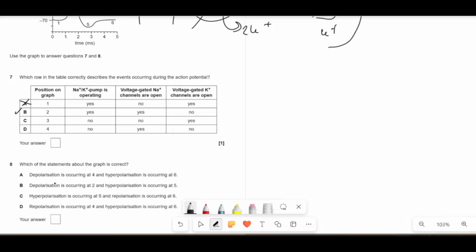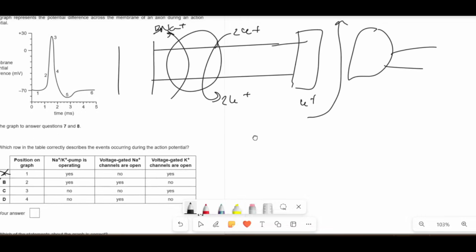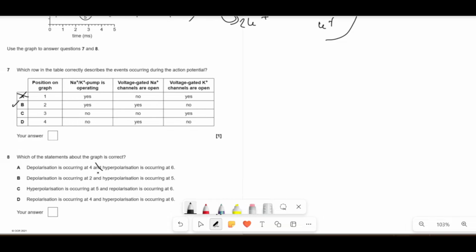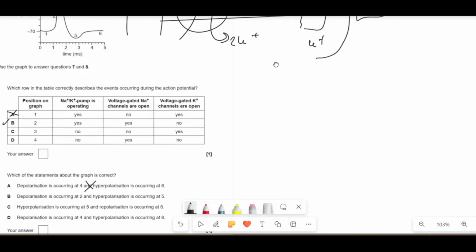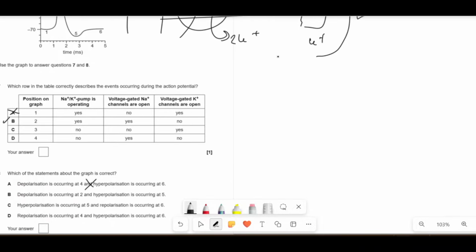So the first one says depolarization is happening at 4 and hyperpolarization is happening at 6. That is incorrect, because all of it going down is repolarizing, bringing back that negative inside versus out, so bringing back the polarity. Depolarization is happening at 2 and hyperpolarization is happening at 5 is correct. Hyperpolarization is happening at 5 and repolarization is at 6. No, it's not. Repolarization is occurring at 4 and hyperpolarization is happening at 6. Well, hyperpolarization is where you overshoot, and that's not that either, so out.